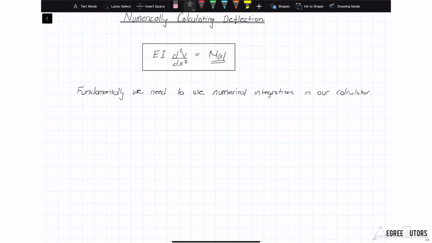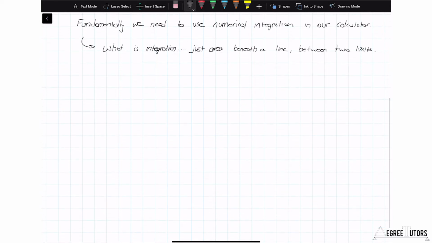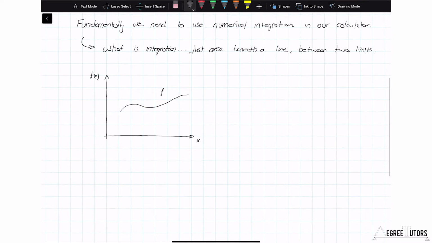So let's ask the question. What is an integration? It is just the area beneath a line between two limits. That's it. Let's expand this idea a little bit. Let's imagine an xy plane, with x on the horizontal axis and some function of x on the vertical axis, and let's imagine we have some curve. That curve could be just an arbitrary curve, or in the context of our discussion, it could be the bending moment diagram. But for now, let's just call this some function of x.